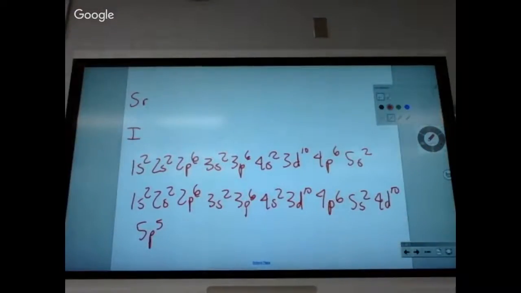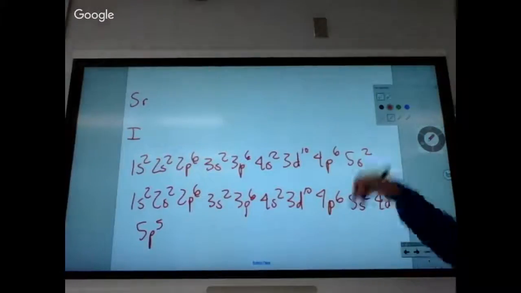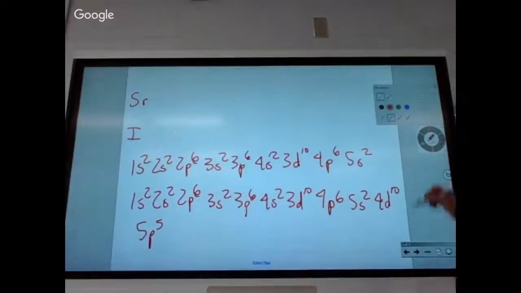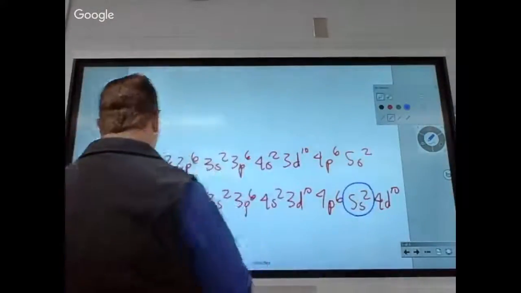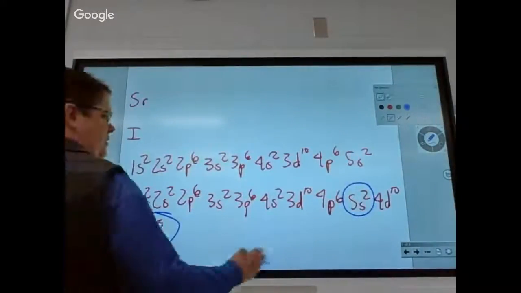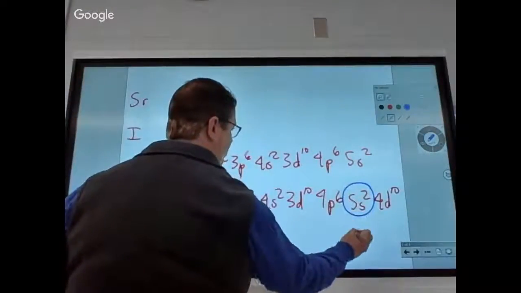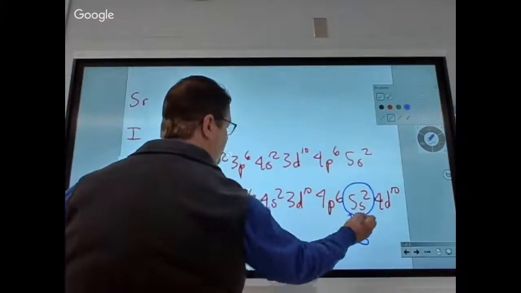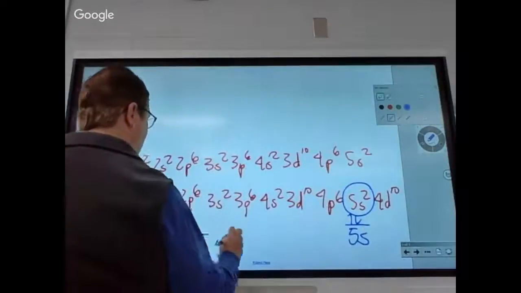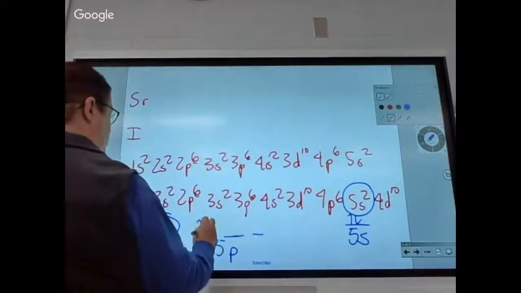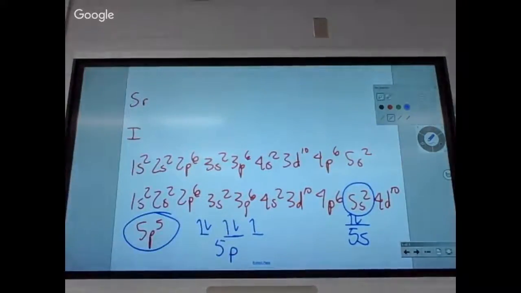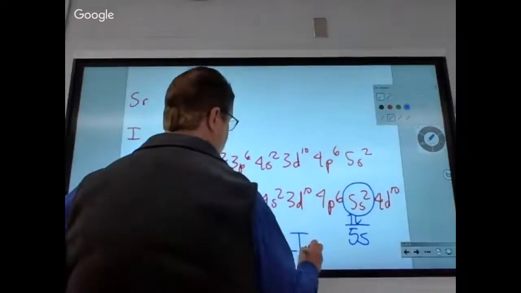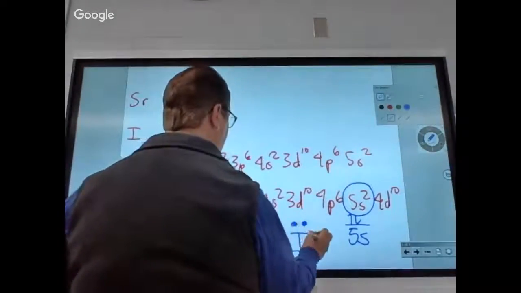All right, so dot diagram. Which 2 are we doing? I know it was one of the ones we already drew. All right, so I is right here. What's the highest energy level in this? 5. So we got S2 and P5. S has 1 line and 2 arrows, and P has 3 lines and 5 arrows. So 1, 2, 3, 4, 5. So I've got essentially 7 dots. Only one way to draw 7 dots.